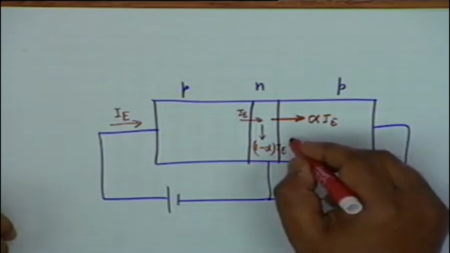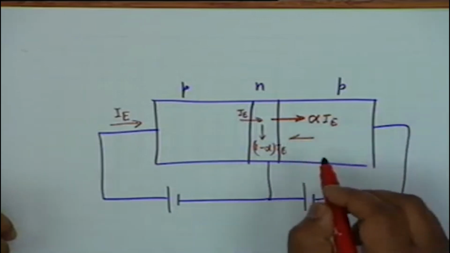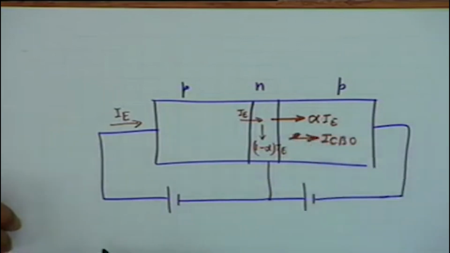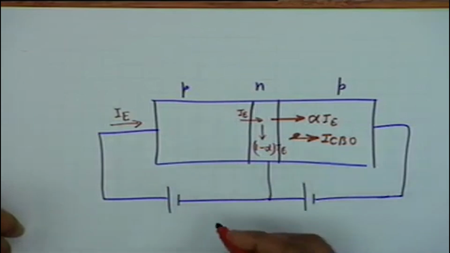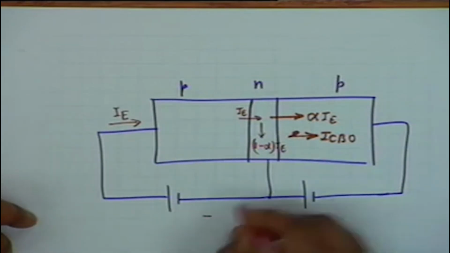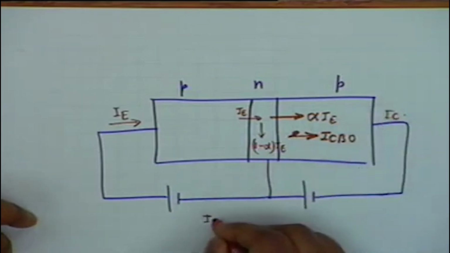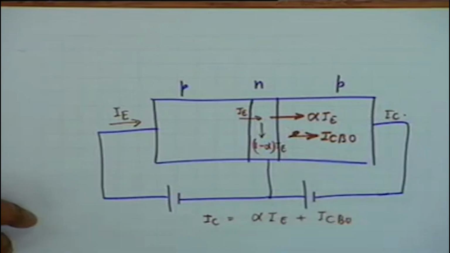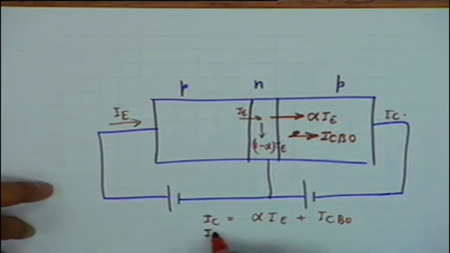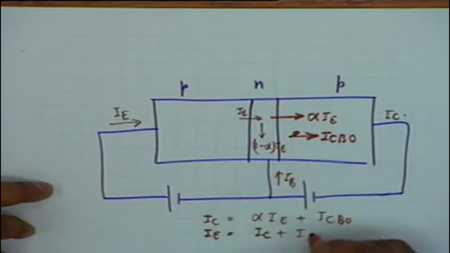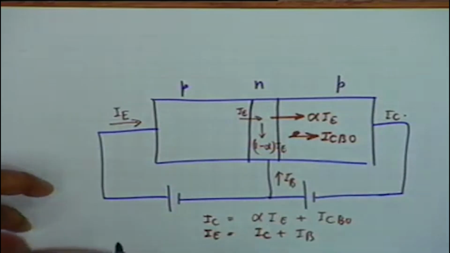In addition, there is a current. Which direction now? Same. That is I sub CBO. So you can also now write a relationship for the base current. This is also obvious now. It is obvious that I sub C is equal to alpha IE plus I CBO, and I sub E equal to I sub C plus I sub B, as in the NPN transistor.